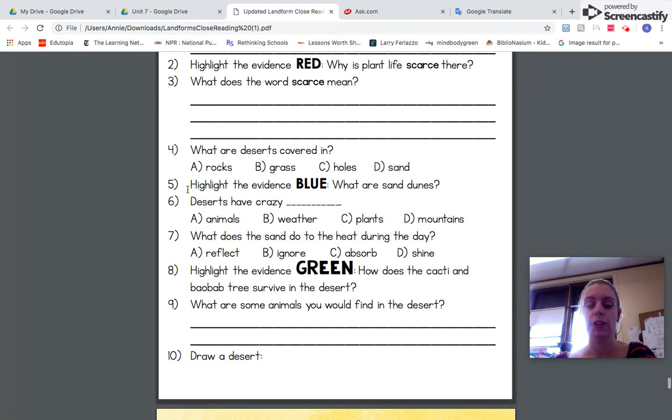Number 5. Highlight the evidence or underline. What are sand dunes? Remember, they look like hills, okay? So highlight or underline and write a number 5. Pause me while you go back in the article and look. Number 6, deserts have crazy what? A, animals, B, weather, C, plants, or D, mountains. Pause, go back, look in the article, and then answer.